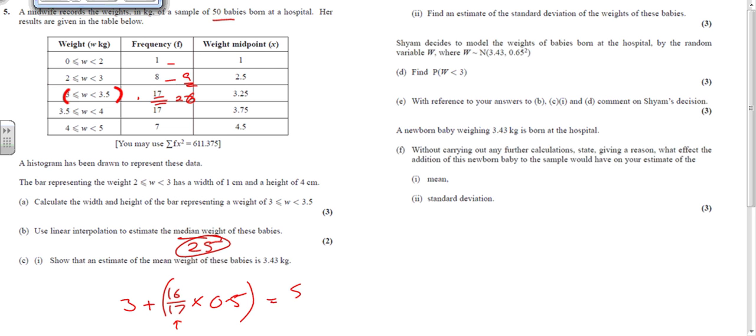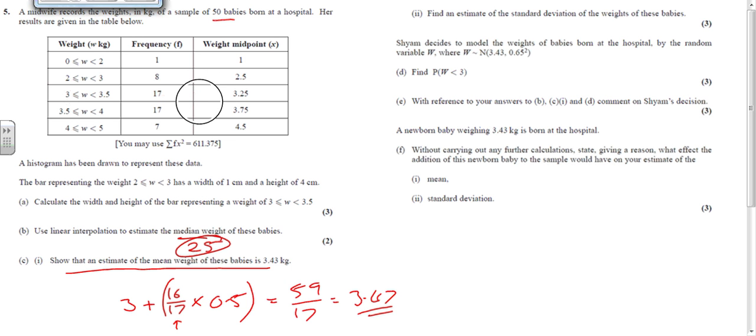And that gives us 59 over 17, which equals 3.47. Of course, we do it to 3 significant figures, because that's what statistics papers look for. As we said in most of the other videos, it's 3 significant figures. Okay, so now, show that the estimate of the mean weight of these babies is 3.43 kilograms.